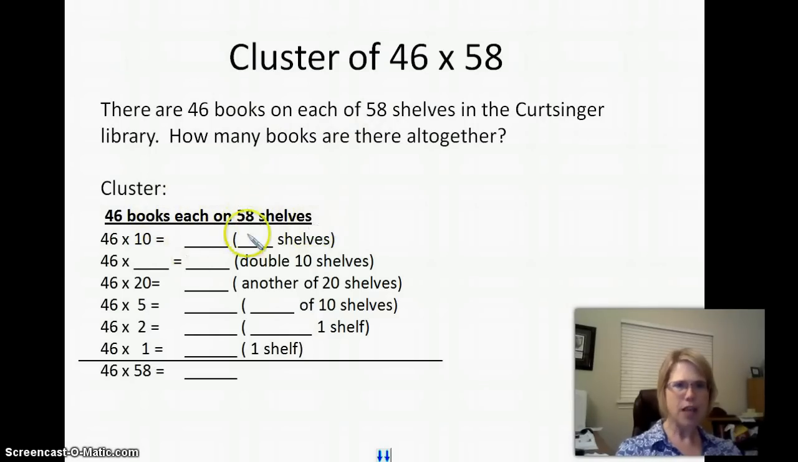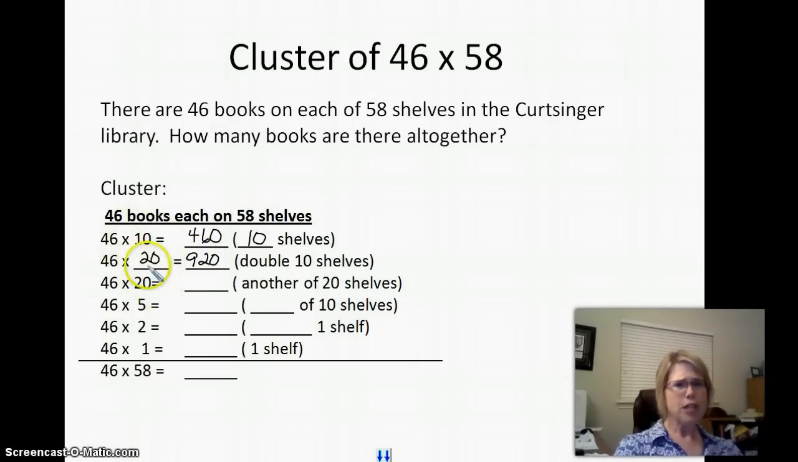So we're going to take groups of 10 shelves or whatever we're comfortable with until we get to a total of 58 shelves. The first thing that we're going to do is 10 shelves, and that's pretty easy, right? 46 times 10 is 460, and that's 10 shelves. Okay, so we need to get to 58, and we're only at 10 shelves right now. So I would probably go ahead and do another 20 shelves, right? And it does say double 10 shelves, and that's pretty easy to do. I'm going to double the 460, right? 400 doubled is 800, 60 doubled is 120, so together make 920.